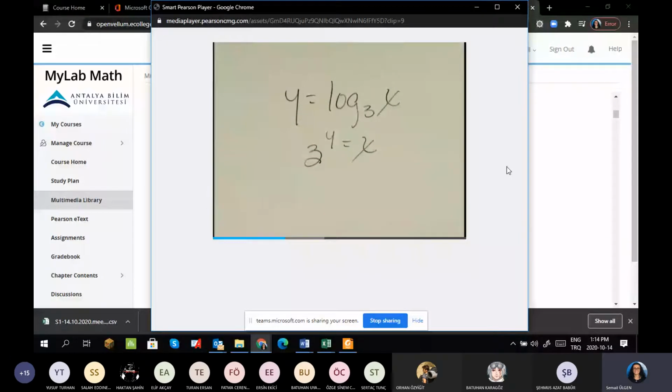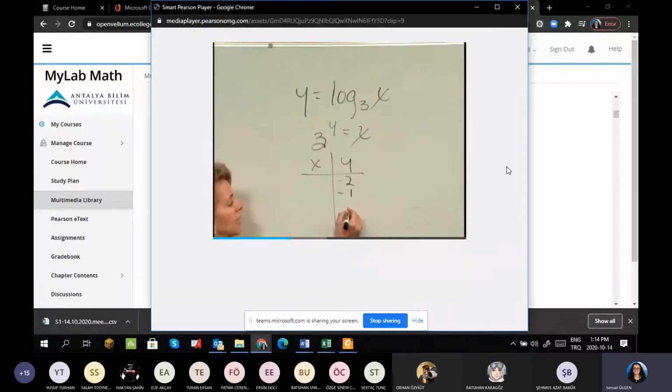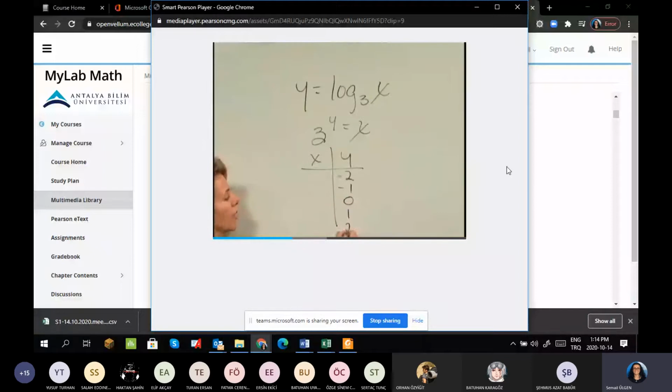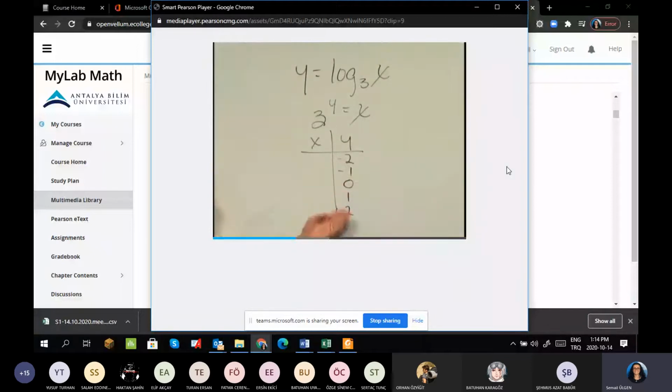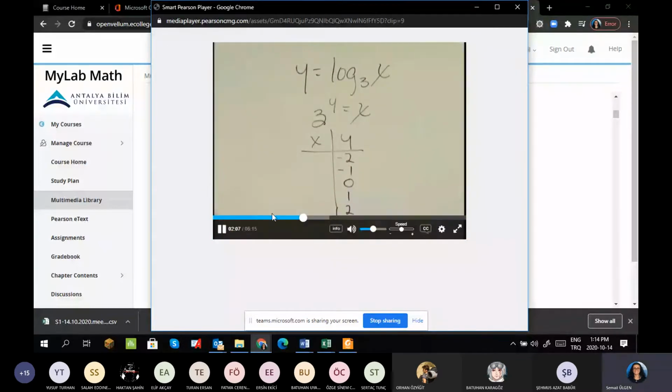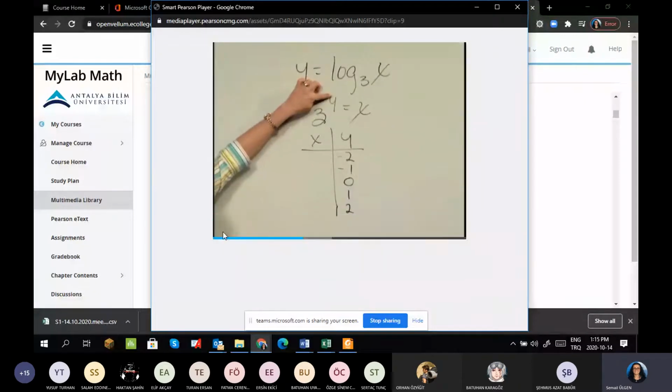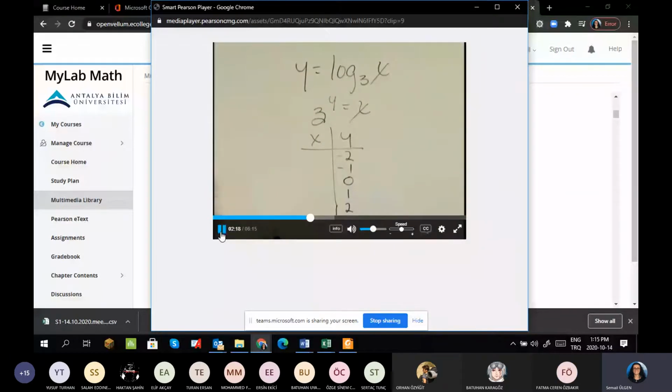All right, now let's do our t-chart. And we're going to put some points over in the y column: -2, -1, 0, 1, 2. I'm doing that so we've got a good sampling of both negative and positive numbers as well as 0. Now, if we put in a -2 for y, we've got 3 raised to the -2 power, which means that we're going to invert 3.